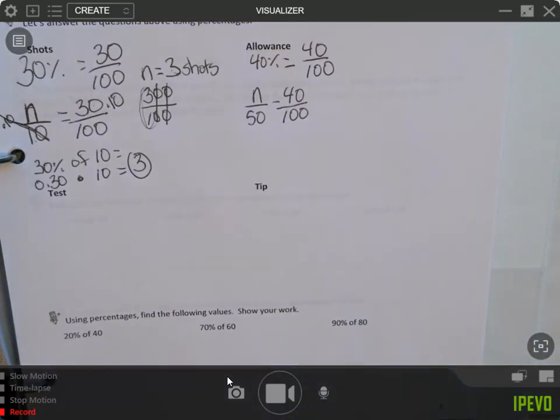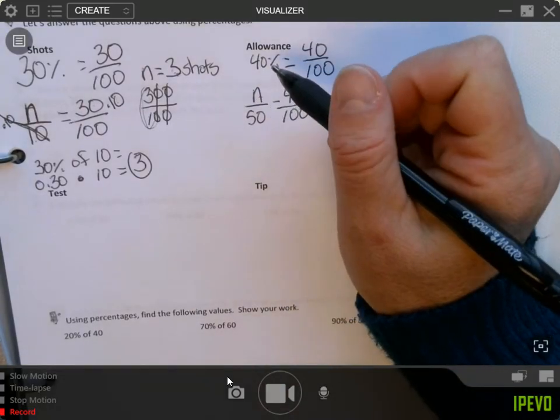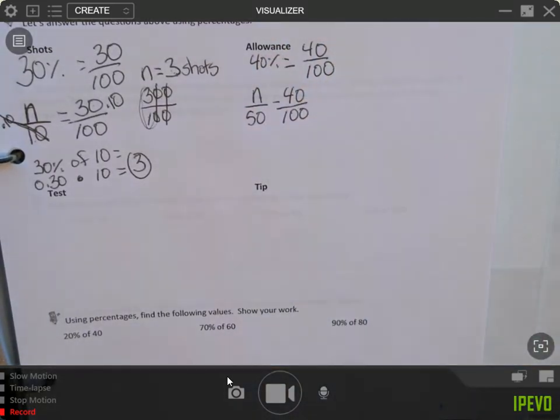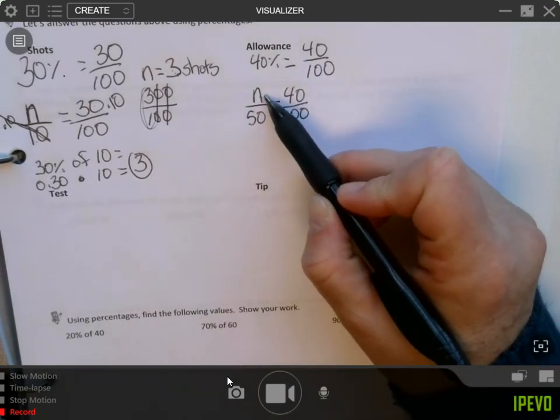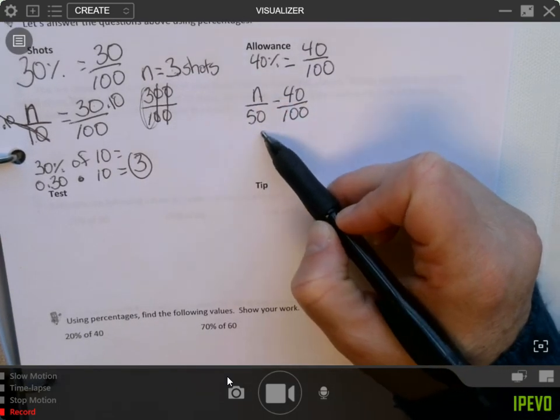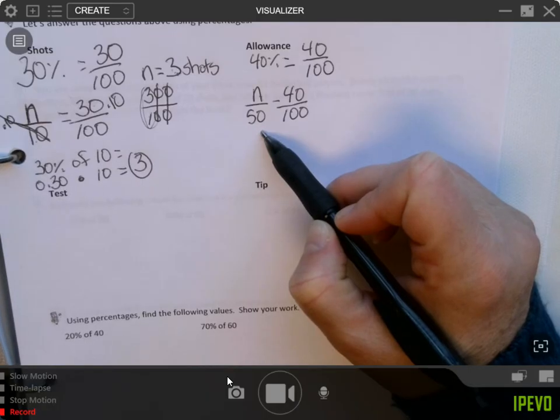And that 40% is 40 over 100. So to get that n by itself, what are we going to multiply it by? Sarah? So look at what we're dividing the n by. What should we multiply it by?